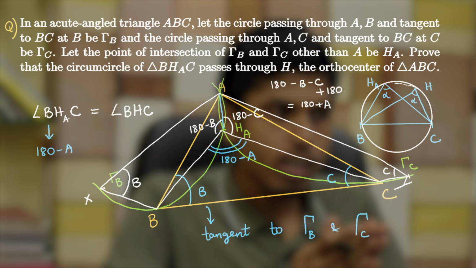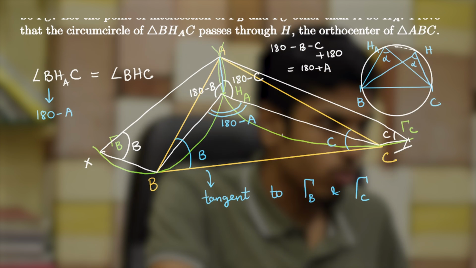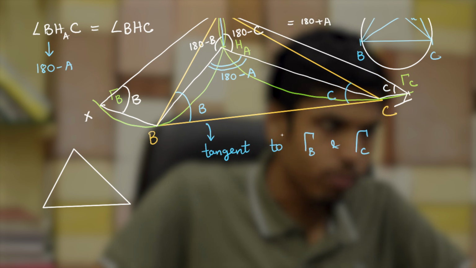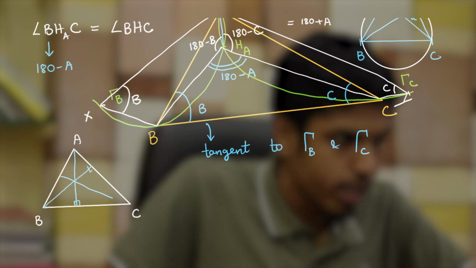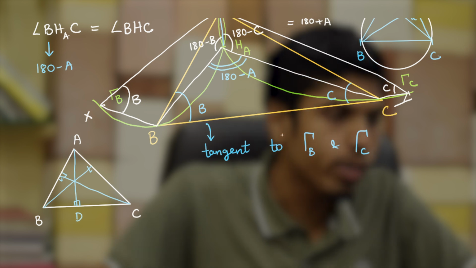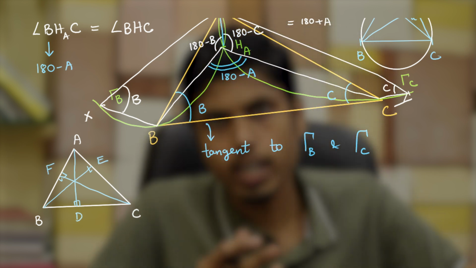But analyzing the angle BHC is quite simple. So let's look into this. If you have the same triangle ABC, and let us think about its orthocenter H as the intersection of altitudes of this triangle. Let's name the feet of perpendiculars to be D, E, F respectively from the vertices A, B, C.